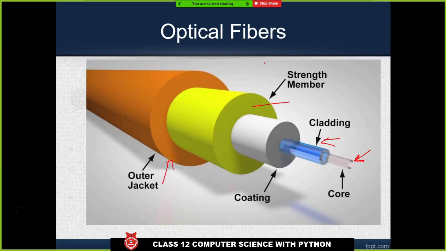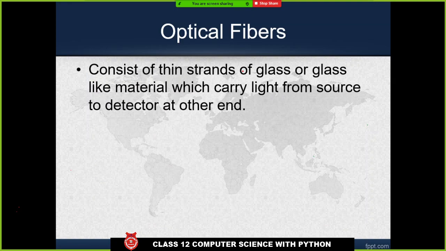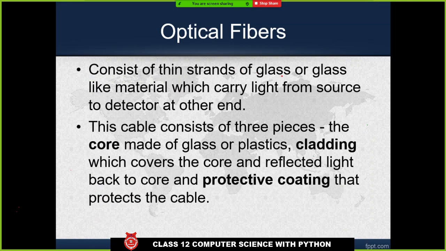Okay, this is the best cable for internet connection nowadays, and it consists of thin strands of glass or glass-like material which carry light signal, because signal travels through light, and therefore it is very fast. And this cable consists of three pieces: the core, the cladding, and the protective coating.